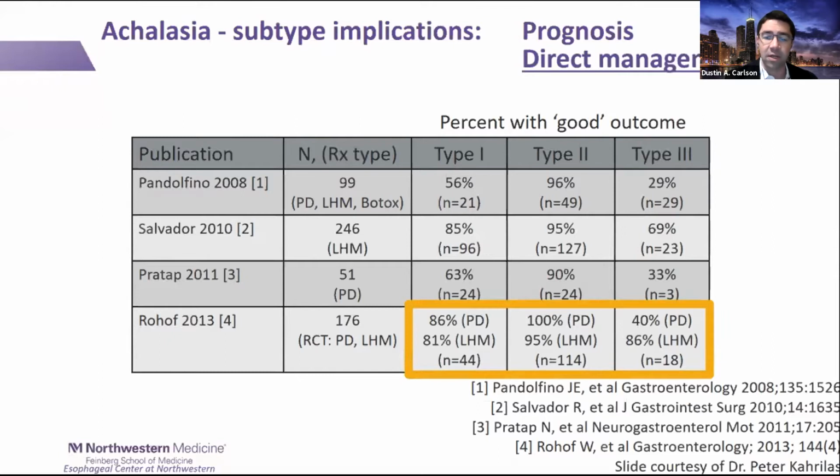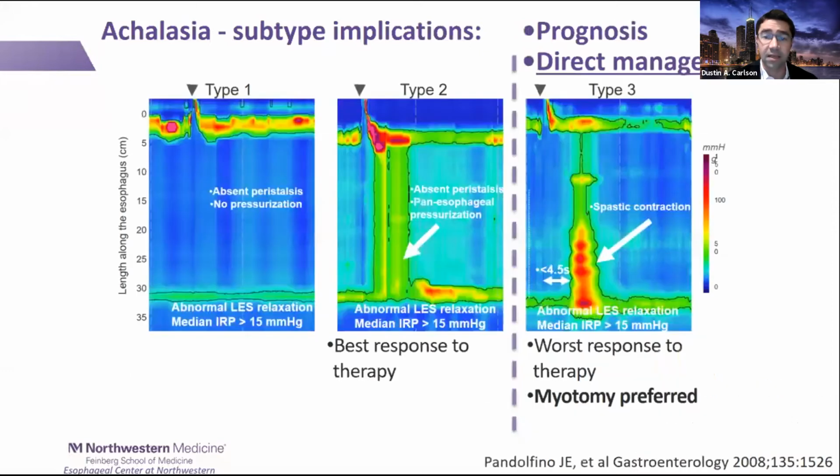This was best demonstrated by the European achalasia trial, which was a prospective randomized trial of pneumatic dilation versus laparoscopic Heller myotomy. And we can see here, as I mentioned, that with type 3 achalasia, those who had laparoscopic Heller myotomy had similar outcomes to those with type 1 and type 2 achalasia, whereas those treated with pneumatic dilation had significantly lesser potential for a favorable outcome. Thus, myotomy is the preferred treatment option in patients with type 3 achalasia.